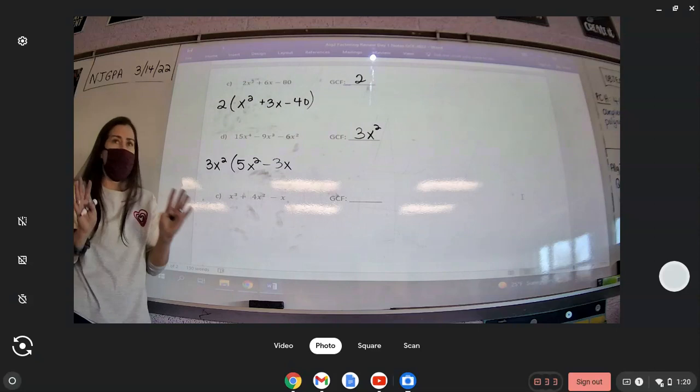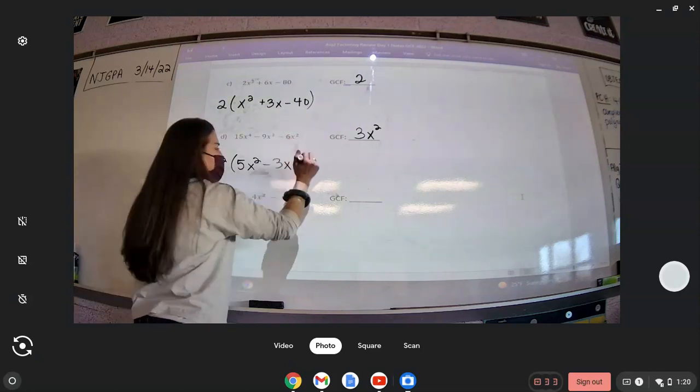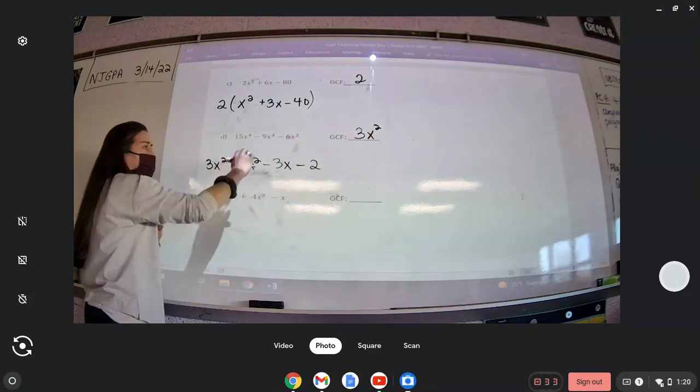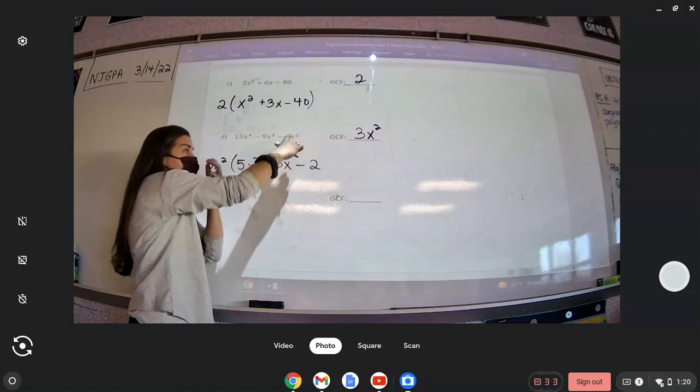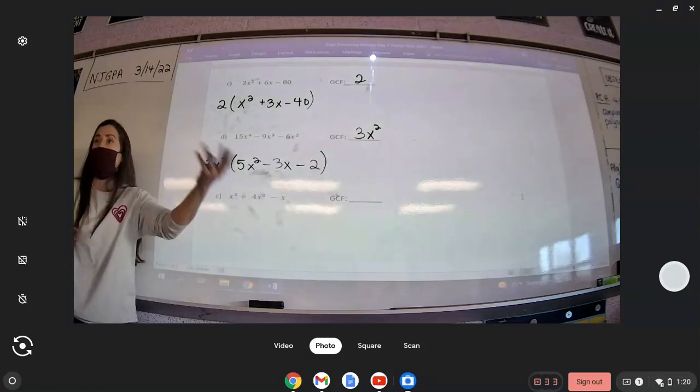All right, now here's the part where you gotta wrap your head around this. 3 times what gets you -6? -2. Now, if you took 2 x's out, how many of his are left? None. So he doesn't get an x. You don't need a variable there to get back to what it was.